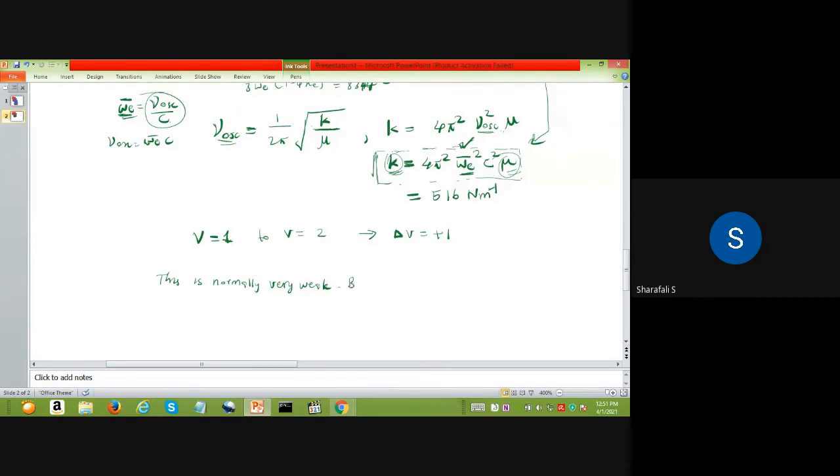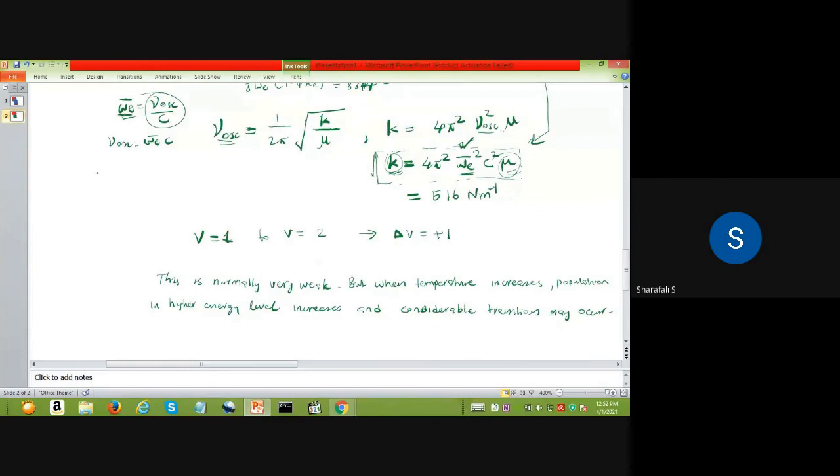But when temperature increases, the population in higher energy levels increases, and considerable transition may occur. So what does that mean?